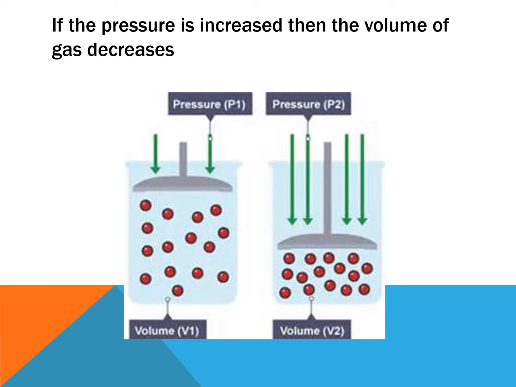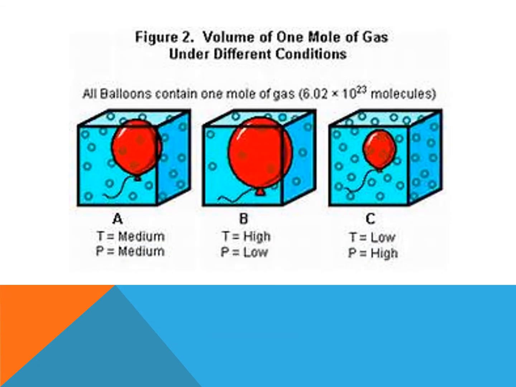And all these properties of gases are really important for us to keep in the back of our minds as we do this topic. Here in this image, you can see we put the idea of temperature and pressure together, and it says here all balloons contain 1 mole of gas. So they all contain 6.02 times 10 to the 23 molecules. So the same number of molecules in each balloon.